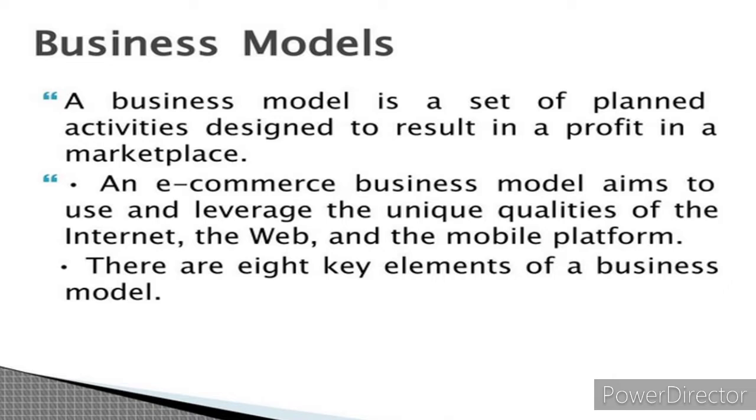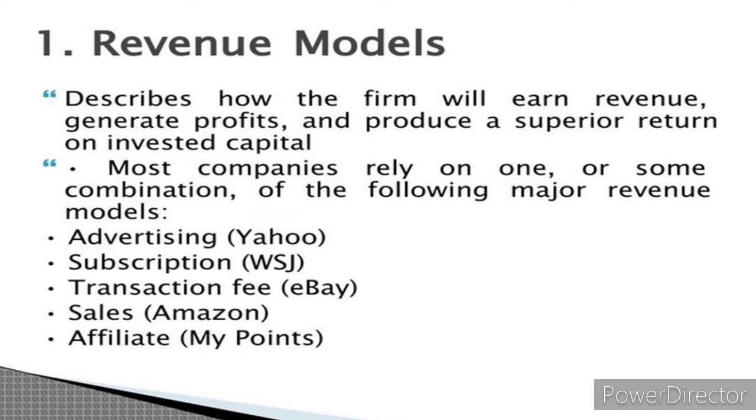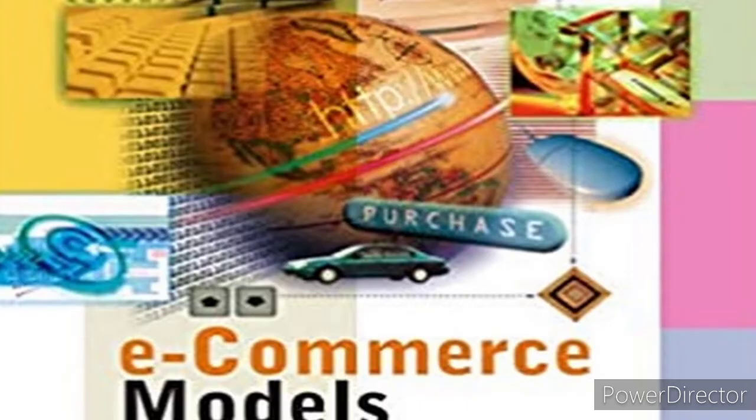An e-commerce business model aims to use and leverage the unique qualities of the internet, the web, and the mobile platform. Mainly, there are 8 key elements in an e-business model. They are a revenue model. A revenue model is a framework for generating financial income. It identifies which revenue source to pursue, what value to offer, how to price the value, and who pays for the value. It is a key component of a company's business model.